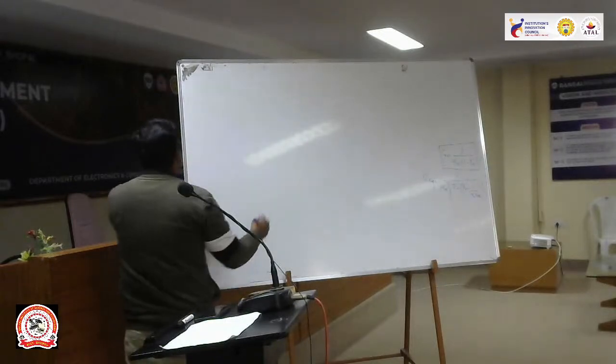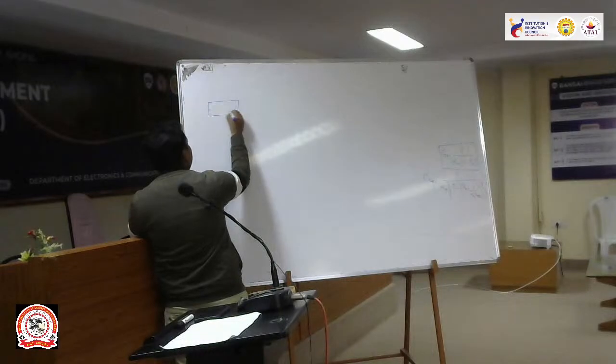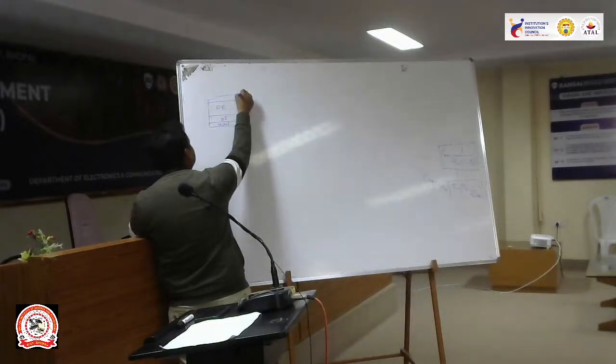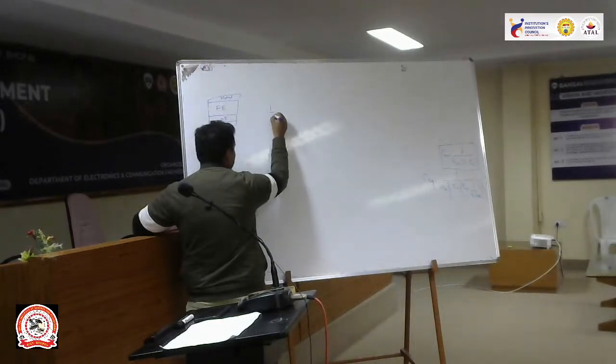Now, so I have a heterostructure like this. This is my ferroelectric material FE, this is my dielectric material DE, this is my metal, and this is my metal. So I can generalize this with two capacitances.